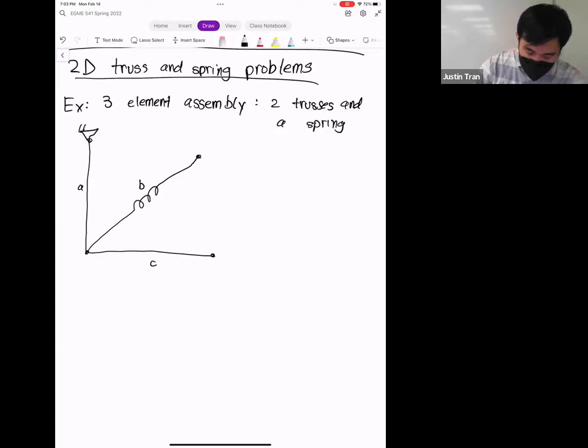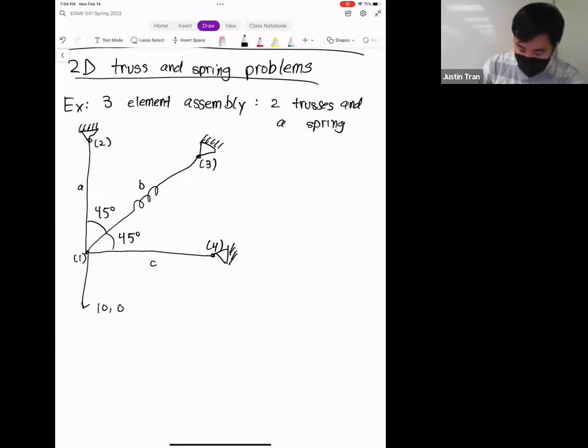This is pinned to the wall. This one is pinned to the wall. This one's also pinned to the wall. This angle right here is 45 degrees. This angle here is 45 degrees. This is node 1, this is node 2, this is node 3, and this is node 4. We're going to be pulling down with a force of 10,000 pounds.